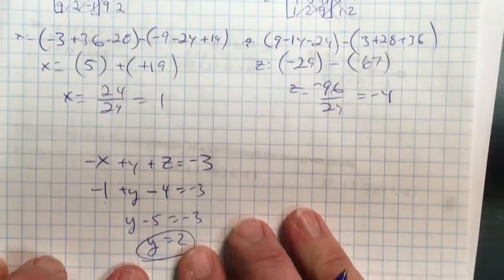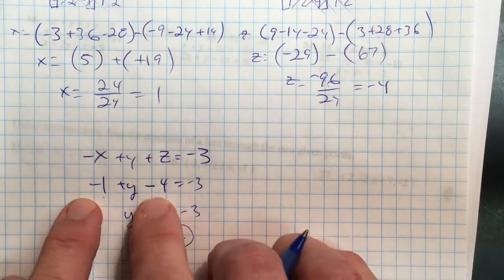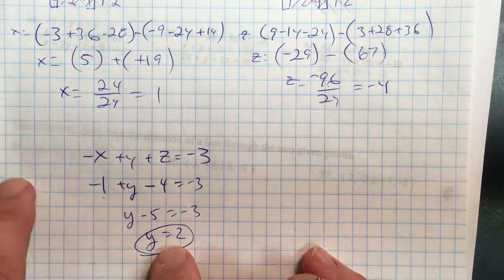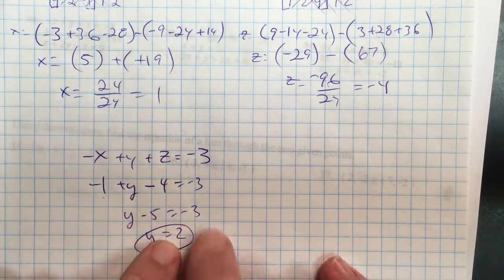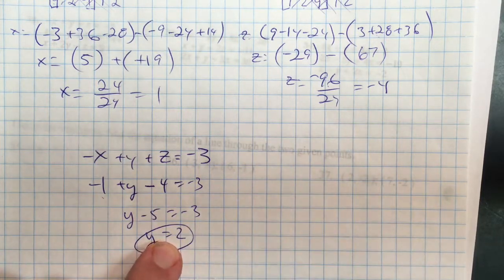And there you have it. Oh, you see that? I combined this to negative 4 and 1. So x is 1, y is 2, z is negative 4. That's it. Good luck.